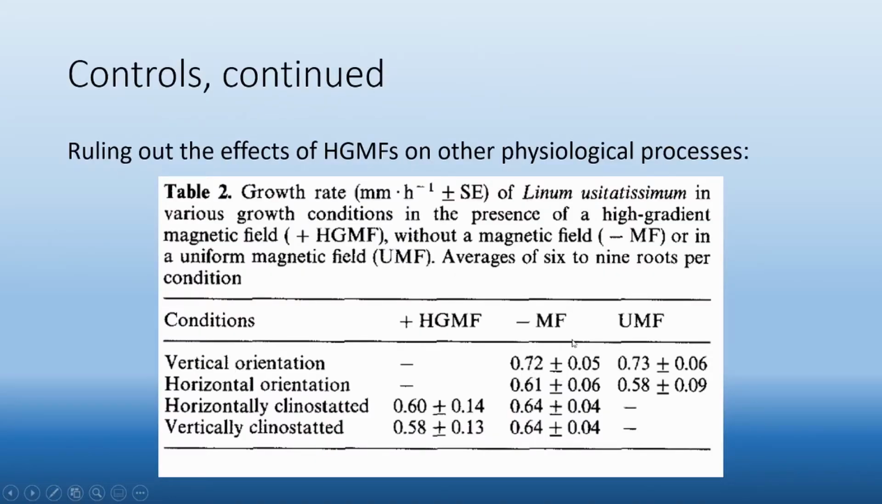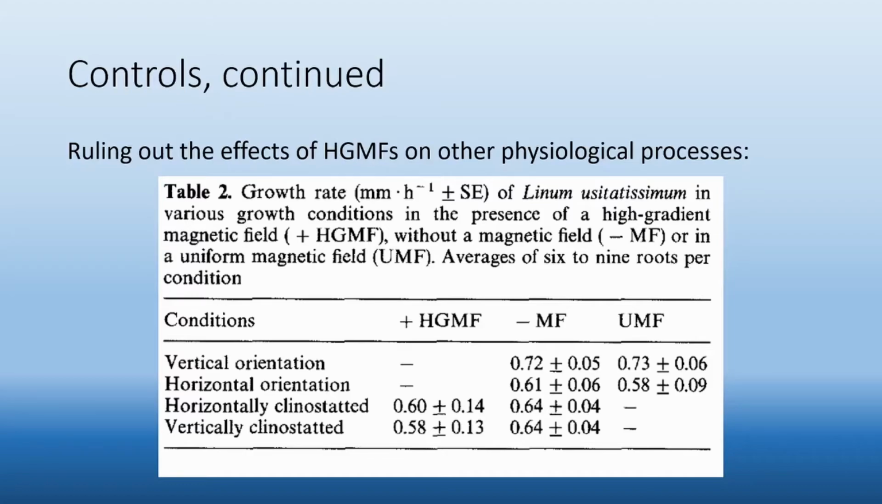So plants that were grown in a vertical orientation, so plants grown normally, in no magnetic field and in a uniform magnetic field were virtually identical in growth rate. In a horizontal orientation, they were slower to grow, but they were also virtually identical between the no magnetic field and the uniform magnetic field conditions. The reason for this is they're slowed down by having to curve. That's how they explained this in the paper, that when the root has to curve in order to move in a different direction, it slows down the plant's overall growth.